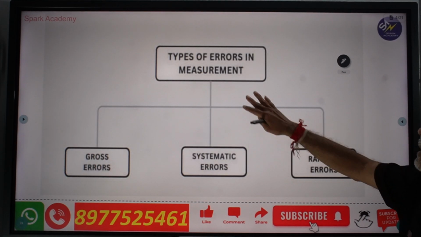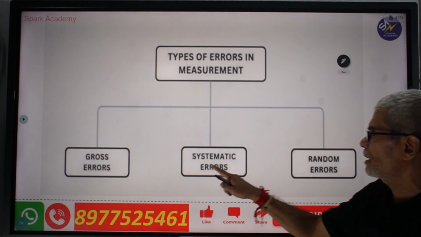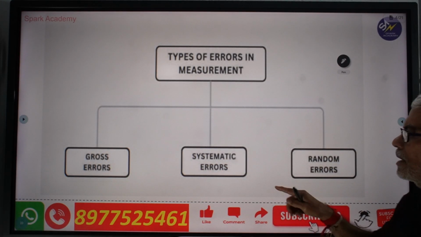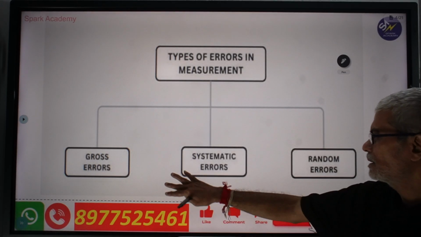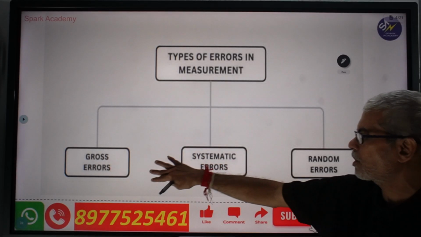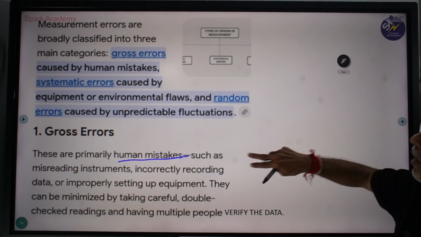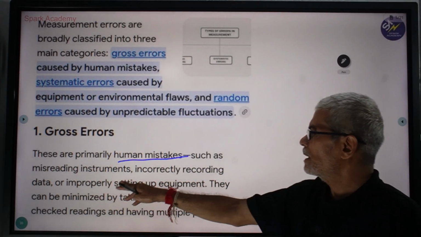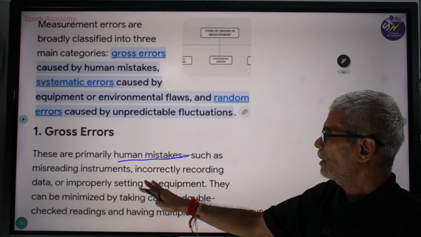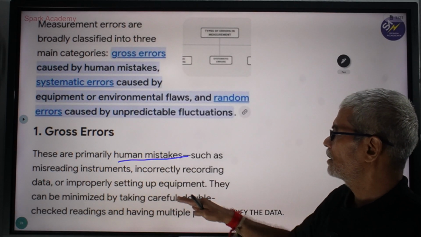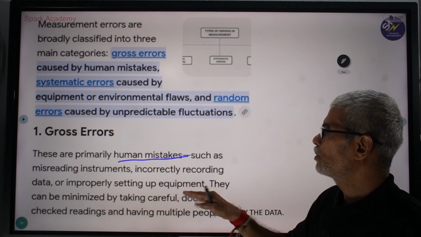Last class, I told you the different types of error are gross error, systematic error, and random error. There are other errors in statistics, like probable error, but these are the main initial errors: gross error, systematic error, random error. Gross error is caused by human error, in misreading instruments, incorrectly recording data, improper setting of equipment.